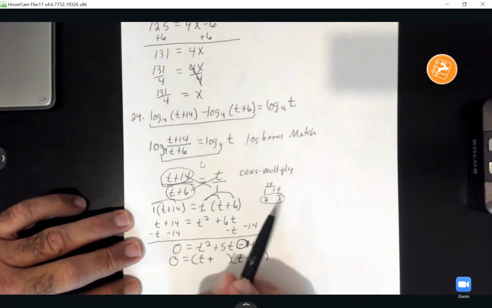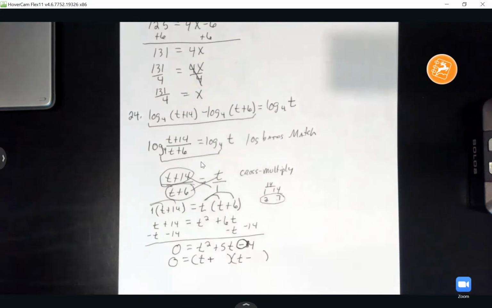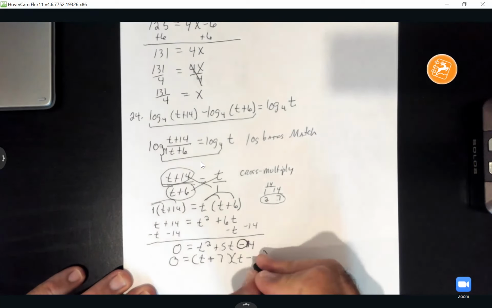So y'all, let me ask you this. I got a 2 and a 7. Which one am I going to make positive? 7. Good job. 7 will be positive because the middle number was positive.